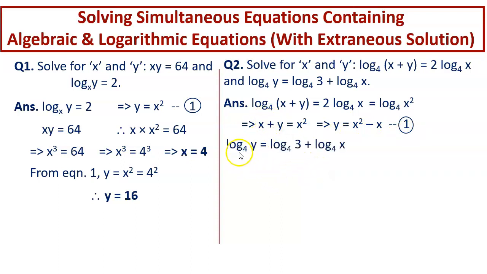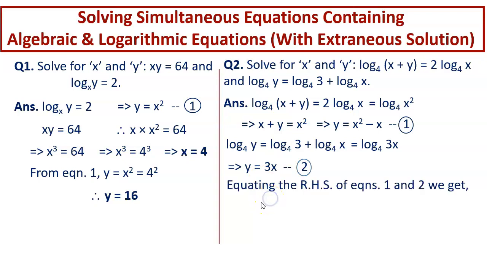Again, log of y to the base 4 equal to log of 3 to the base 4 plus log of x to the base 4, and this is log of 3x to the base 4 as I had said before, and this is y equals 3x. Next, I'll be substituting this x squared minus x over here. It will be x squared minus x equal to 3x, equating the right hand sides of equations 1 and 2.